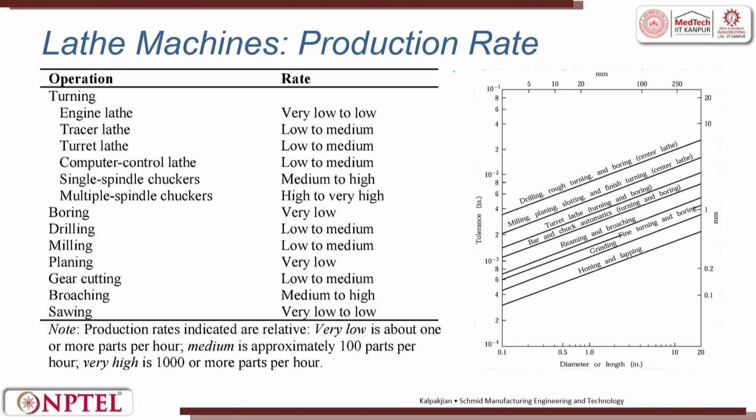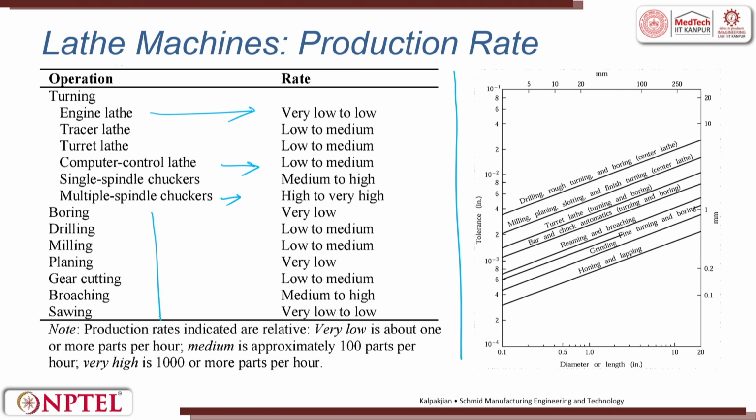If you look at the production rate, these are the various lathes which are used. For example, the computer controlled lathe machine is used for low to medium volume. Multi-spindle chuckers are used for very high volume machining. The engine lathe is for low to very low rate machining processes.